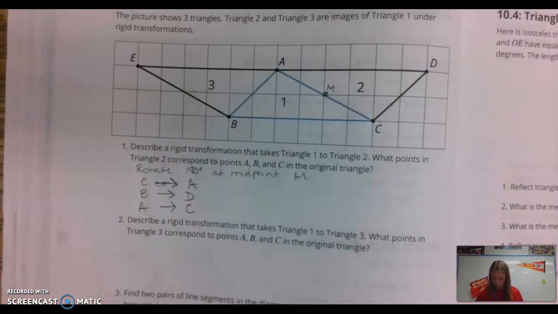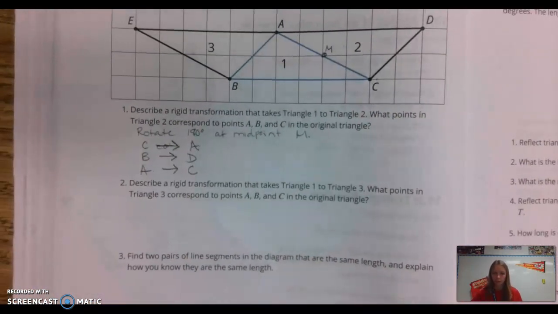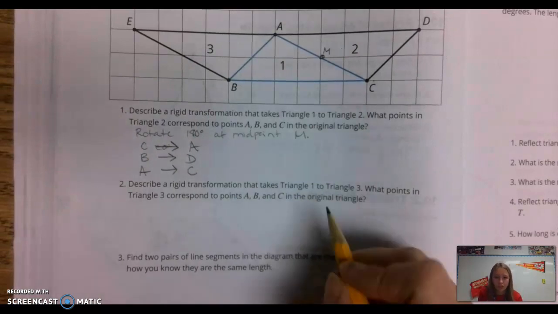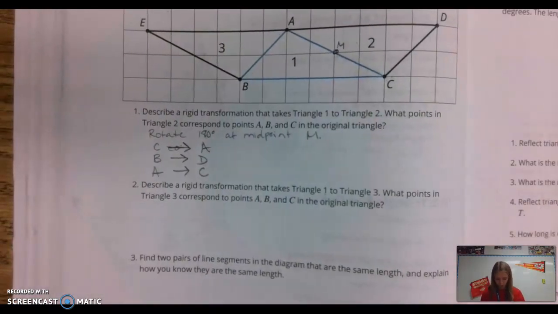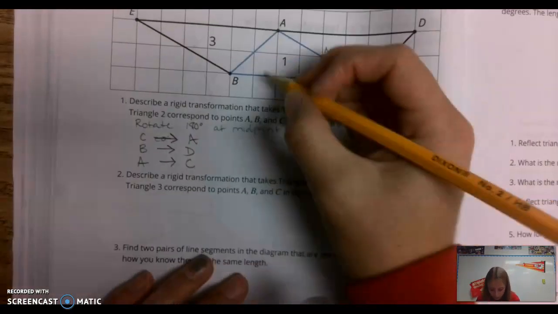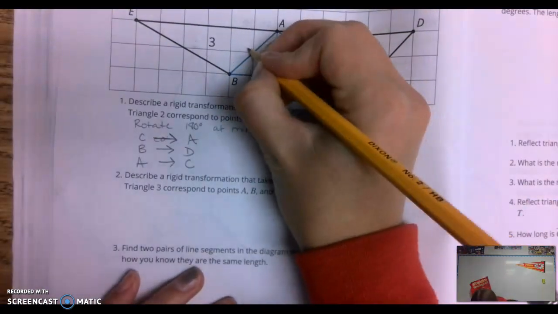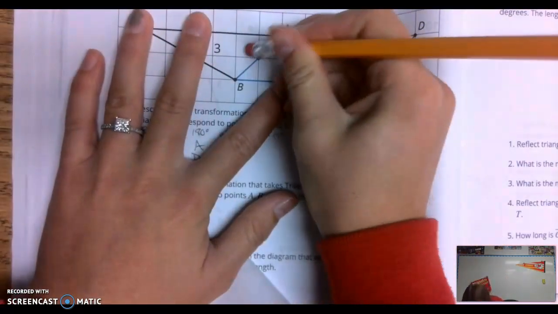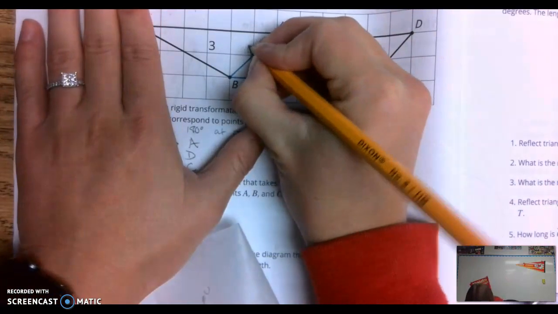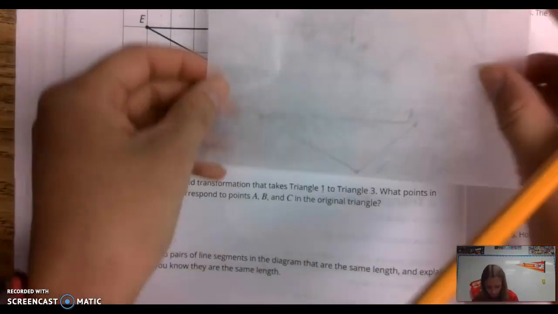Alright. Now we're going to look at the second one. It says describe transformations that take 1 to 3. And then we're going to see what corresponding points are there as well. So let's try the same technique. So we're going to do a midpoint here. Or let's call it something else. Let's call it midpoint P.